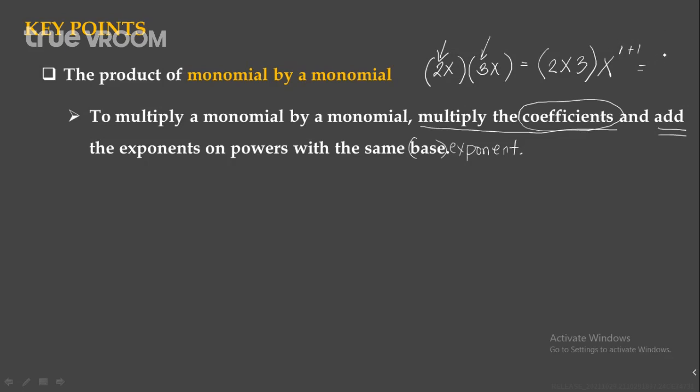2 times 3? 6x². So that is how you multiply a monomial by a monomial. That is just the first example. We have more examples here.